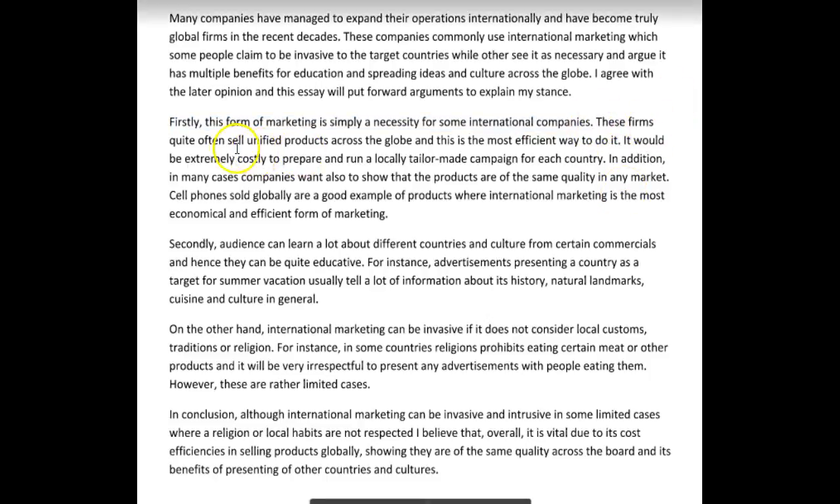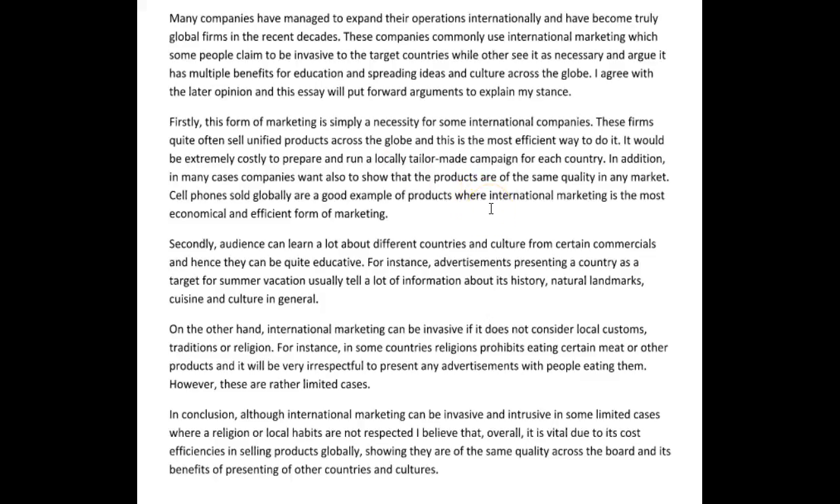Firms such as these, companies such as these, I would say firms such as these, because selling, I don't know what is meant by unified products. So we would say firms such as these cannot be successful without an efficient way to sell to multiple countries.